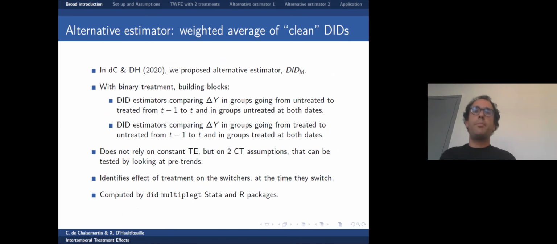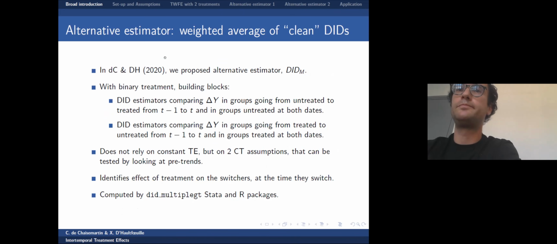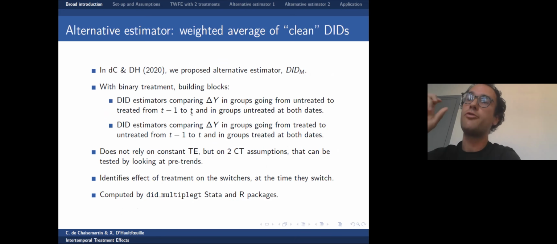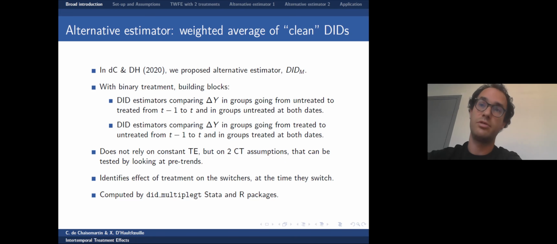So in our AER paper, we had proposed an alternative estimator, the DIDM estimator, whose building blocks are diffs in diffs comparing the outcome evolution in groups going from untreated to treated from t-1 to t, and in groups untreated at both dates, but also diff in diff estimators comparing the outcome evolution in groups going from treated to untreated, so the switchers out, compared to groups treated at both dates.